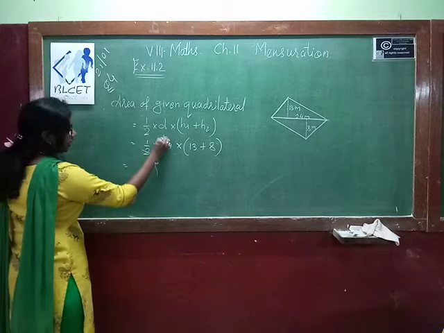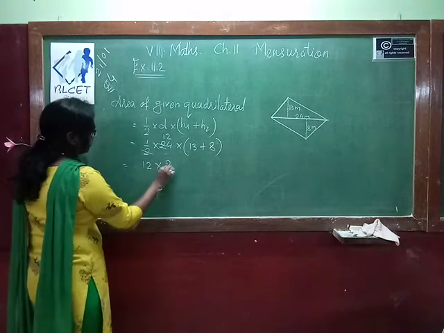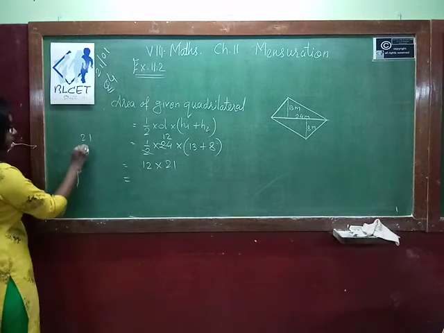Now solve it. 12 multiplied by 13 plus 8 is what? 21. Do the multiplication. 21 into 12.